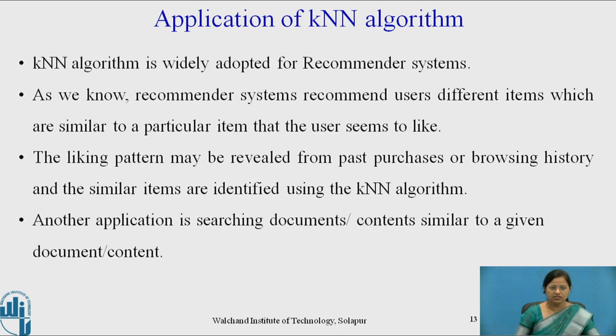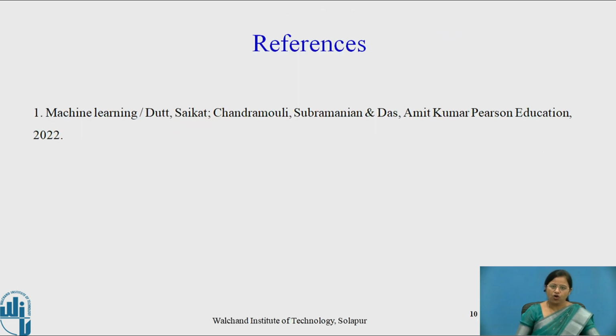Another application is searching documents or content similar to a given document or content. So this is all about the K nearest neighbor algorithm.